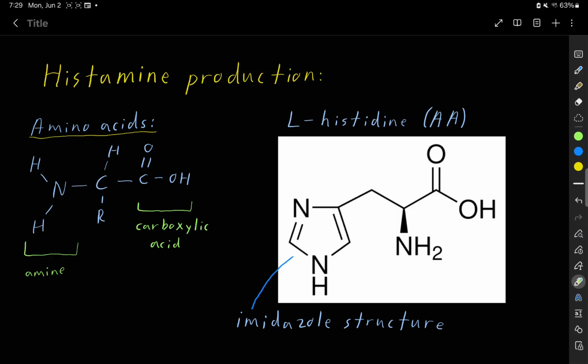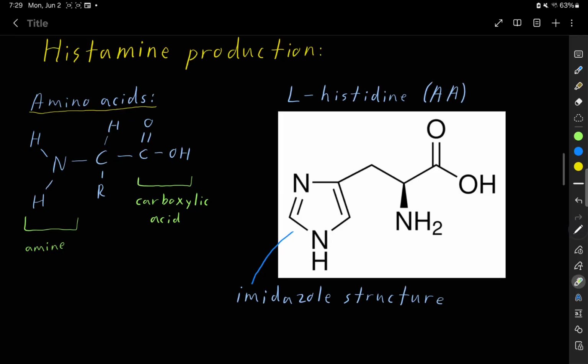Now, one of the many amino acids in your body is called L-histidine, and it's shown in your diagram down here. As you can see, L-histidine has the characteristic carboxyl group, which is the acid side, and the amine group, which is the amino side. So it has the amino component and the acid component, therefore it's an amino acid. And L-histidine also has this characteristic ring structure here. This is the backbone of L-histidine, and it's called the imidazole structure, this ring structure over here. Now L-histidine is relevant and important because it is the precursor of histamine.